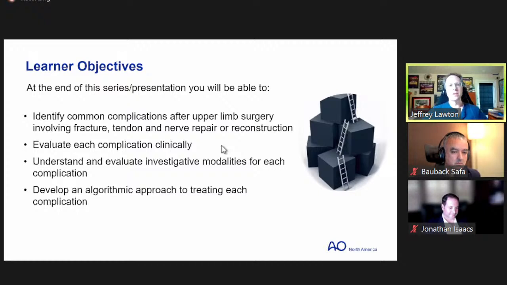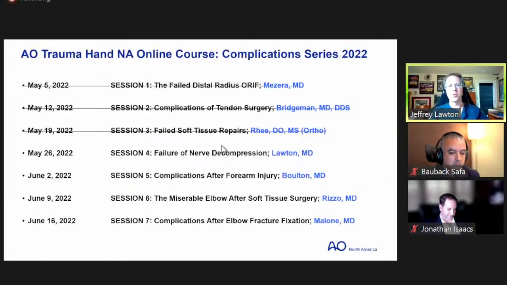Again, there's a series of learner objectives that we have for every talk. We want to identify common complications. Again, there's a whole series on upper limb surgery complications in terms of fracture and tendon, and this is nerve repair and reconstruction. We want to understand the various things and develop an algorithmic approach.